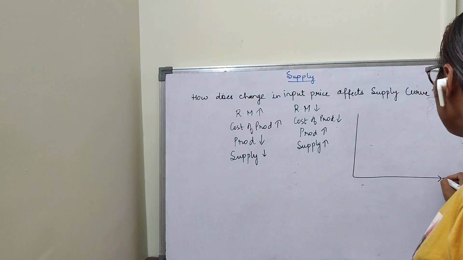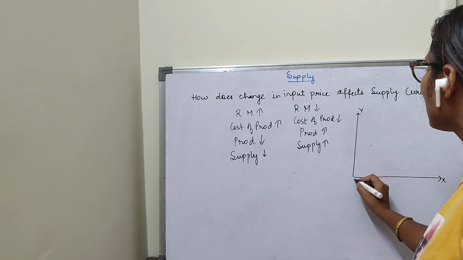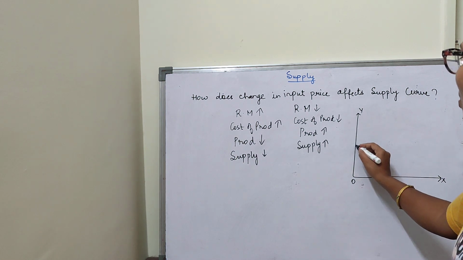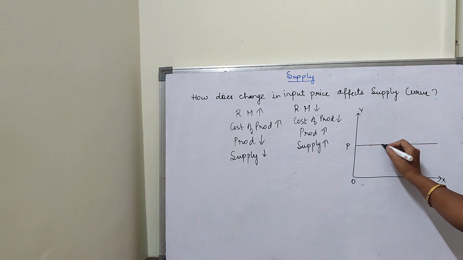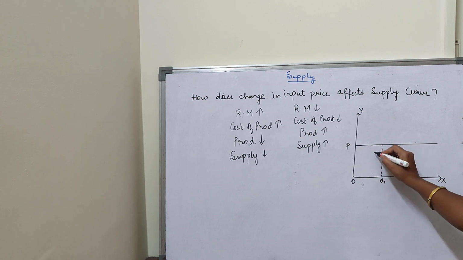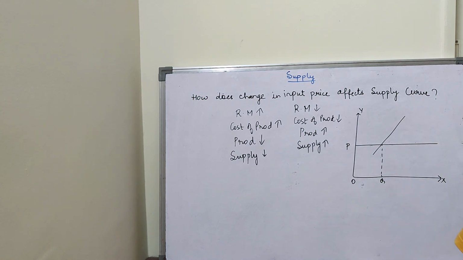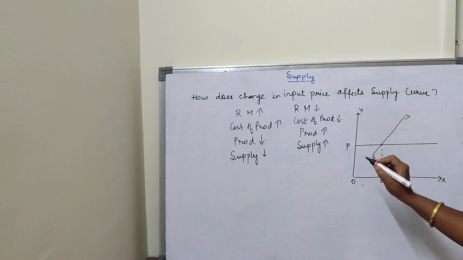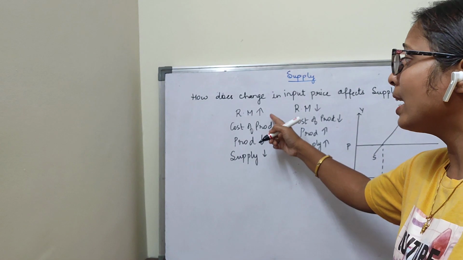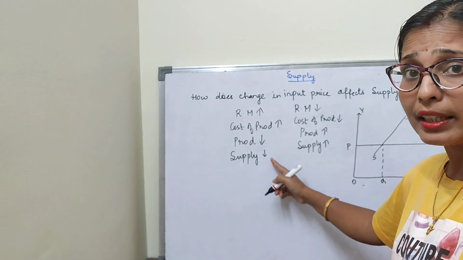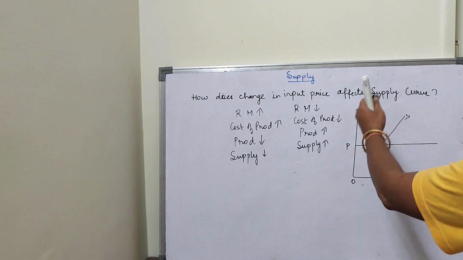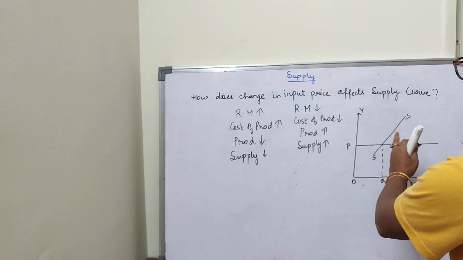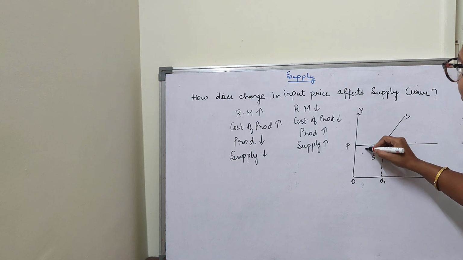I am taking the x axis, y axis here. Clear? Now price is constant in the other factors here. Here OP is the price and quantity supplied, here I am taking OQ. This is the initial supply curve SS. Now when the price of raw material increases, my supply is falling, that means my supply is reducing. So where will the supply curve go? Supply is decreasing, so my supply curve will shift to the left.